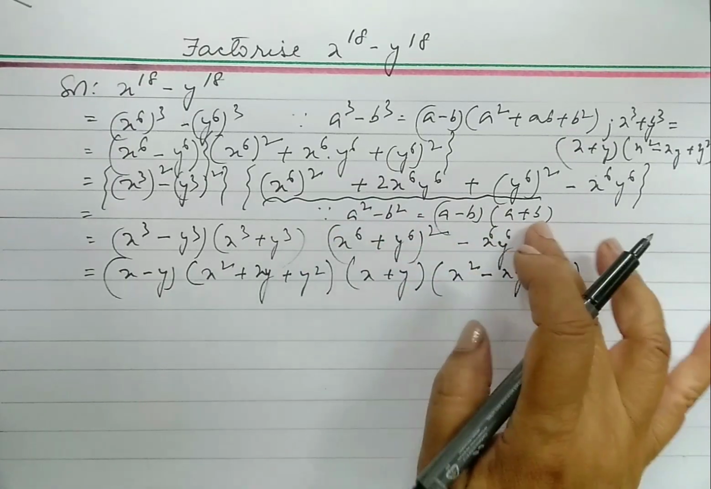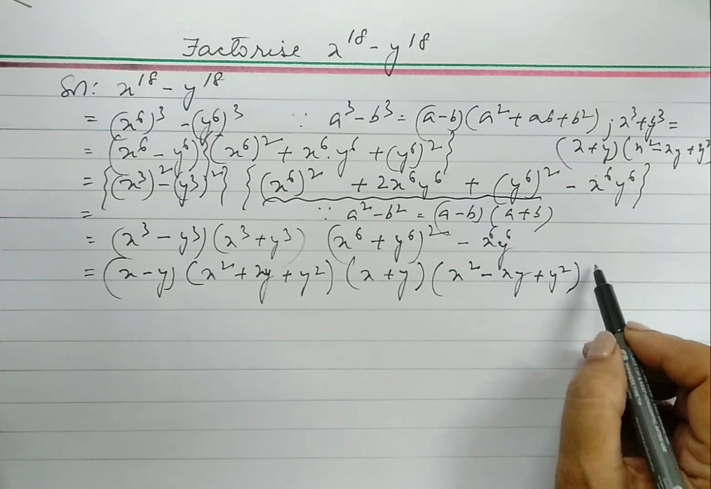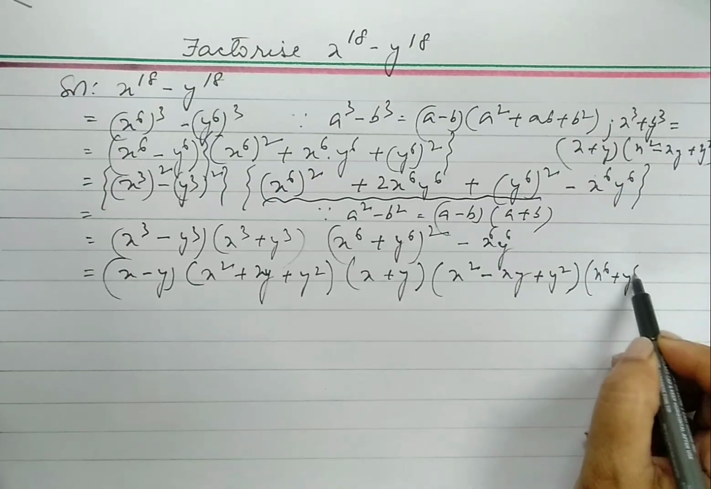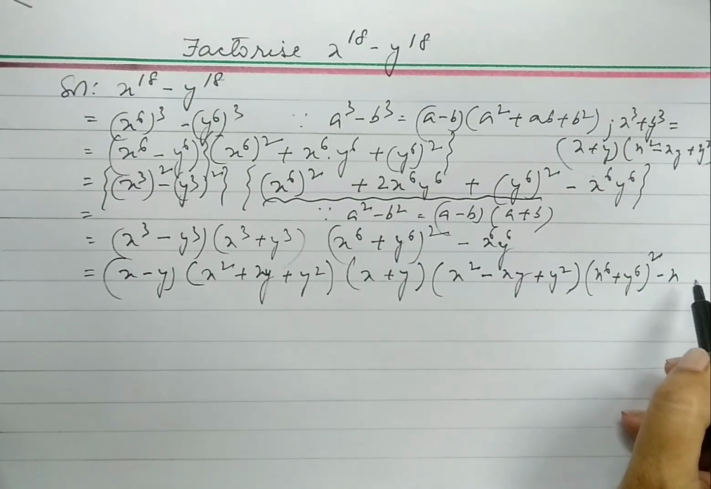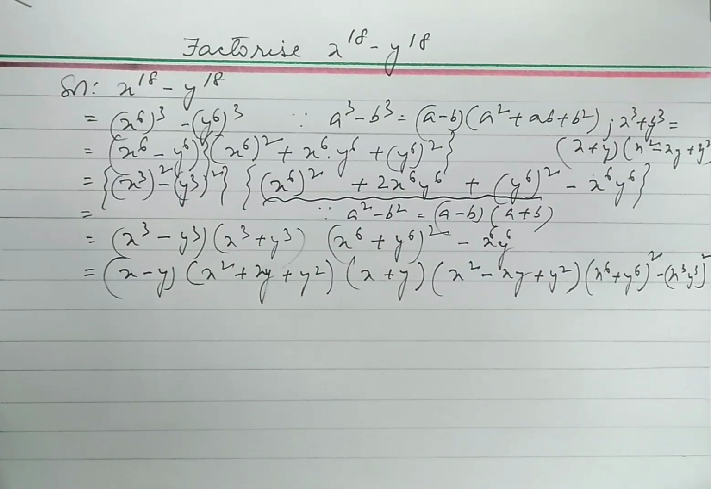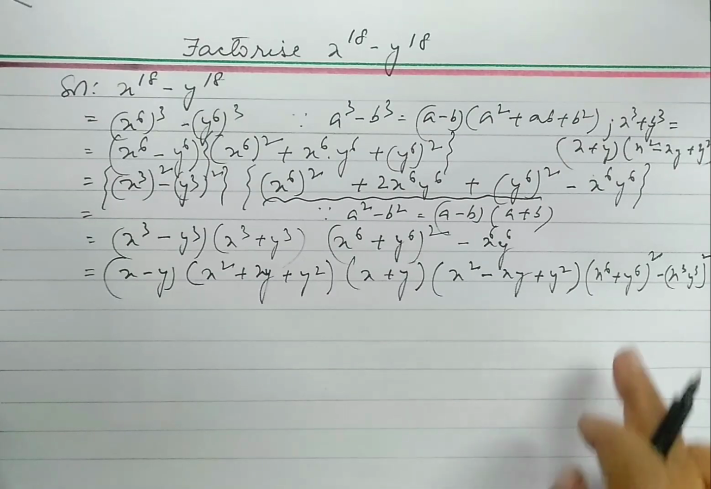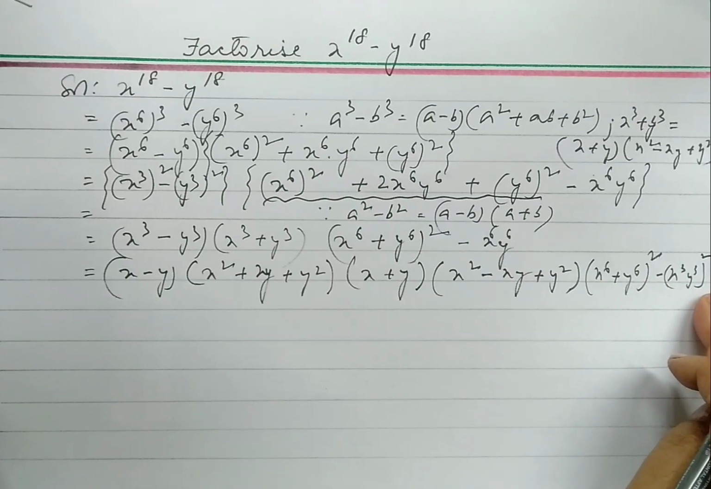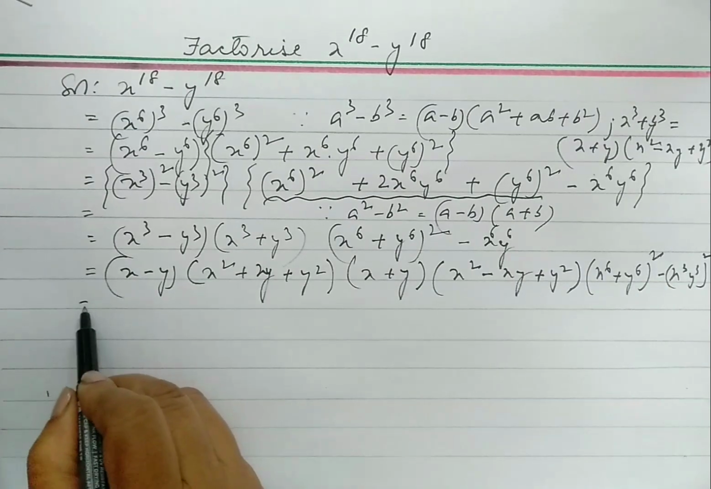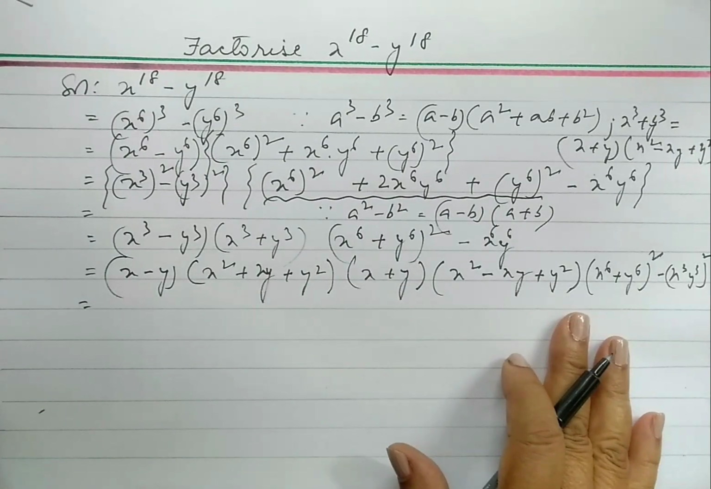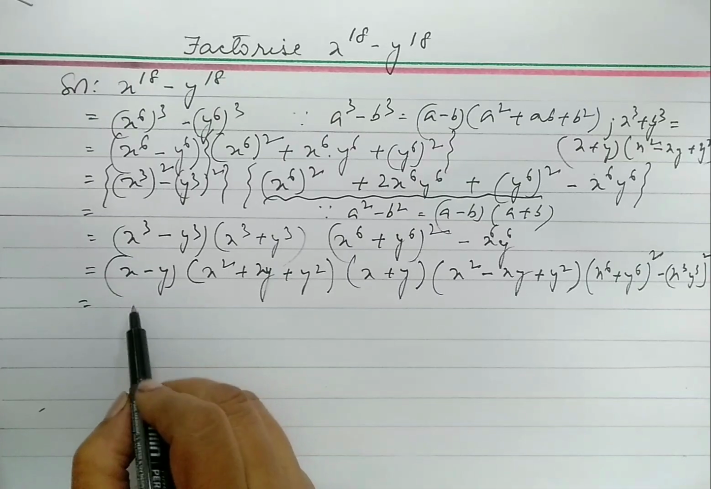Now remember guys, this is still there, which we need to write. So we have x to the power 6 plus y to the power 6 whole square, and here x cube and y cube, and this is whole square. Amazing, isn't it? So here we are going to use the a square minus b square formula. Alright? So let's copy it down, whatever has been resolved, to the simplest.